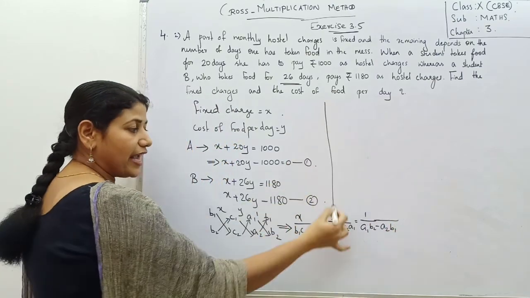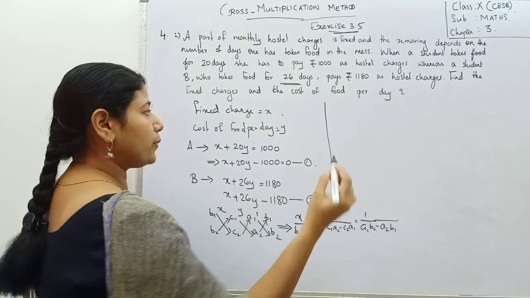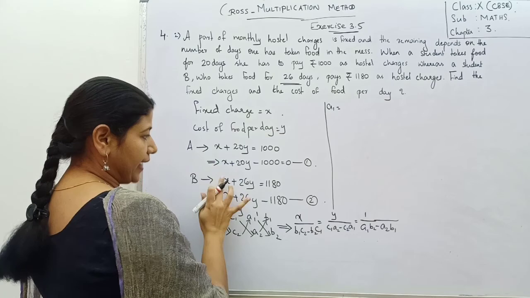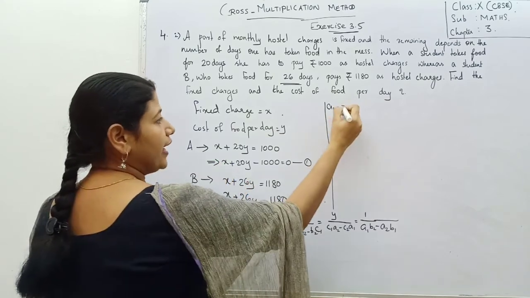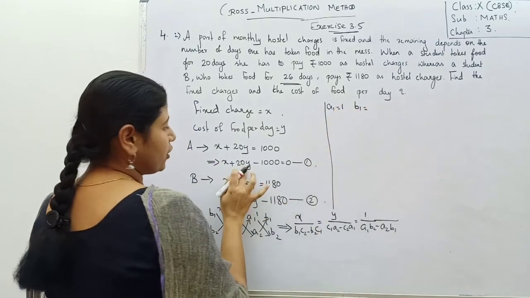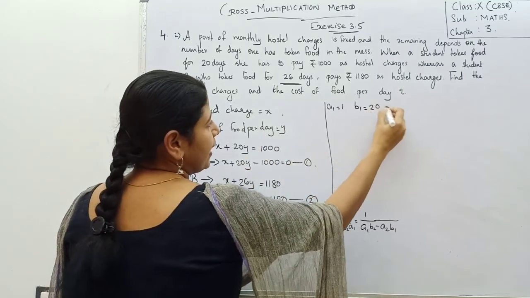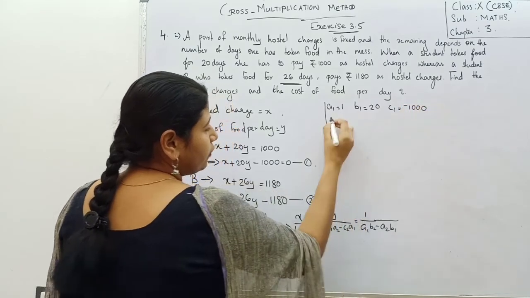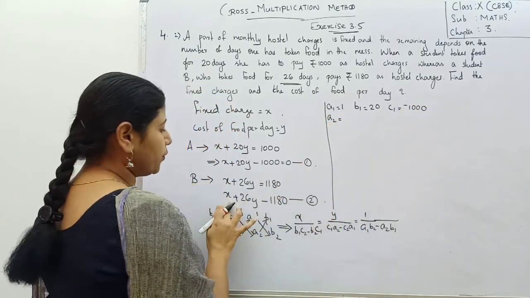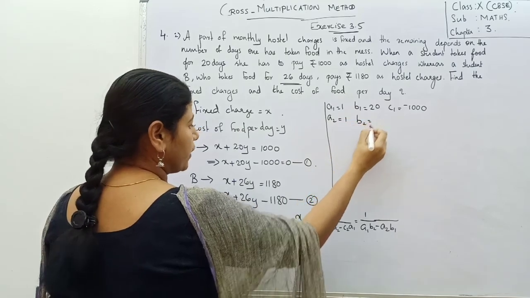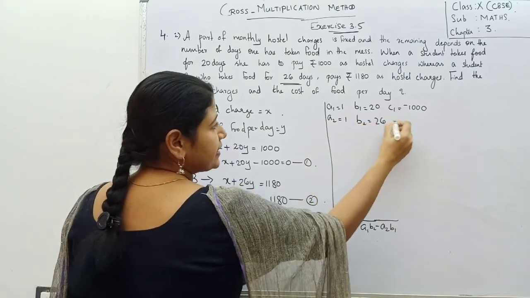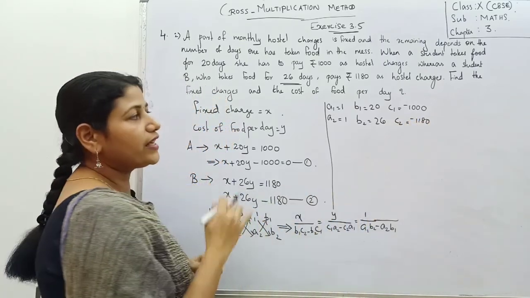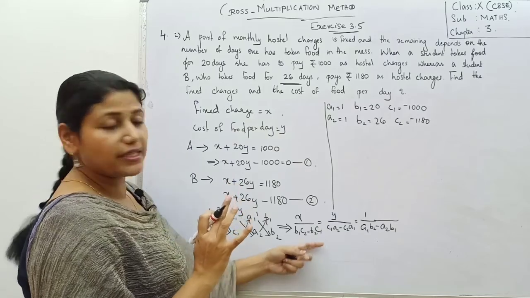Now we can write a1 b1 c1, a2 b2 and c2. Here a1, the coefficient of x, is 1. b1 is the coefficient of y, which is 20. And c1 is negative 1,000. You have to take that negative also. What about a2? a2 equal to 1, b2 equal to 26 and c2 equal to negative 1,180. So we got all the terms we want for this formula.